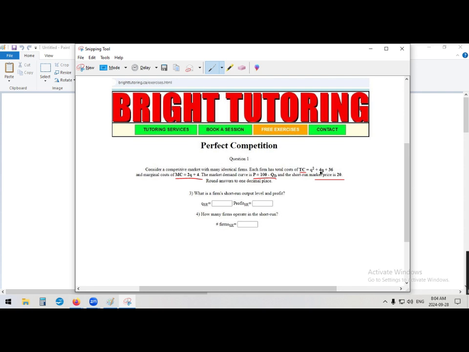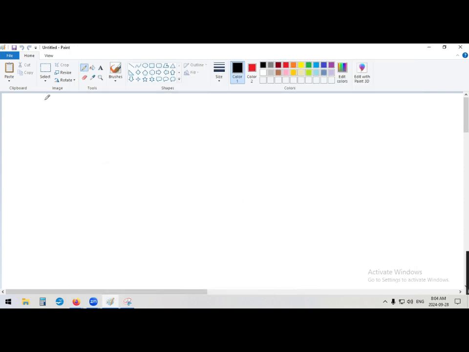With that information, what we have to figure out is the firm's short-run output level and profit. And then once we have that figured out, we have to find how many firms are operating in this competitive market in the short run. So let's start off with the first question here.